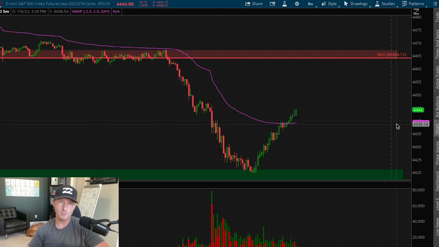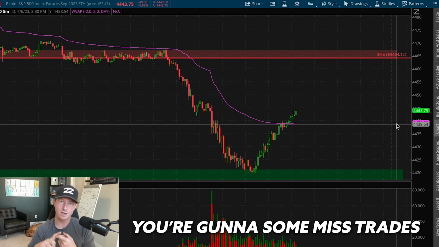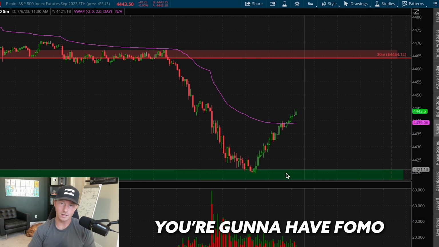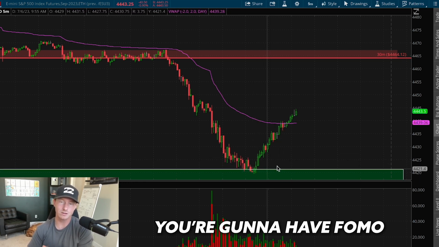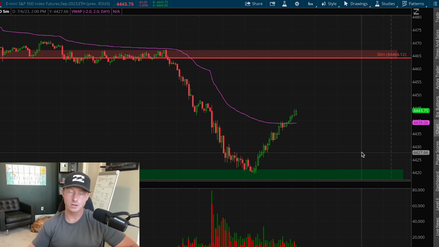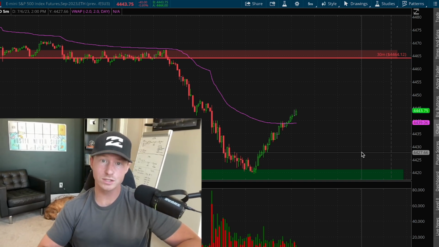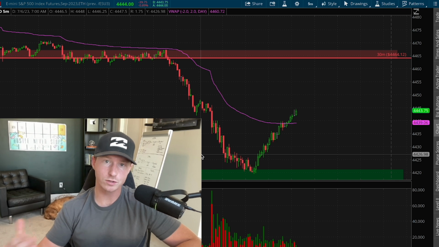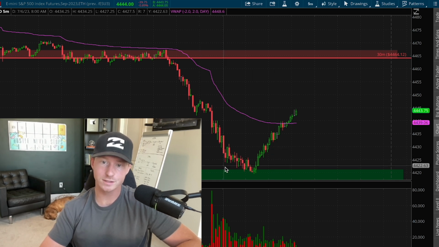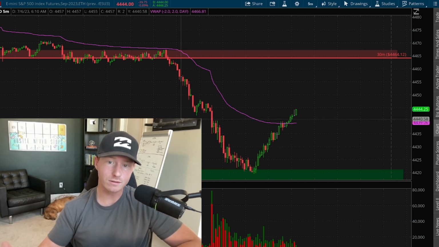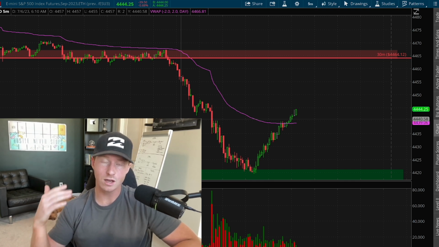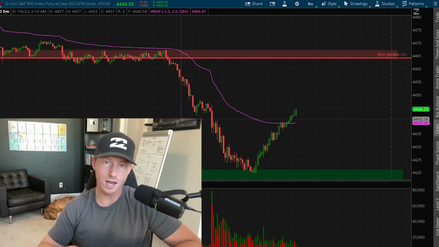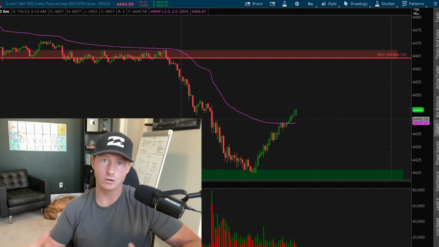So you've got to keep in mind when you're using certain confirmations, you're going to miss some trades. You're going to have fear of missing out. Like, I could have a lot of FOMO right here because we perfectly bounced off my zone and I didn't even get into the position. But the plus side of it is it's going to give you a much higher win rate, which is ultimately what you need when you're starting out with a $100 to $200 account size.